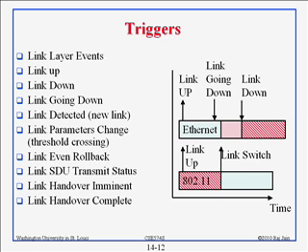Link detected, and then link parameter change. Link parameter could be, for example, the receive power changing significantly, so you could put a threshold, and if that happens then you will be informed.